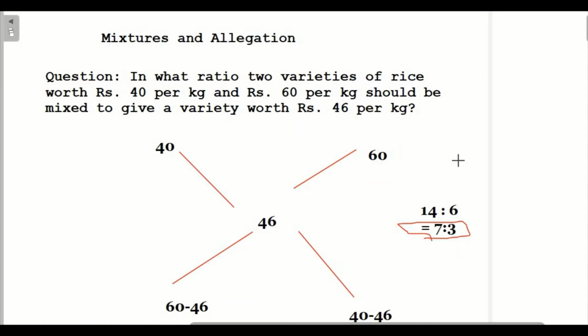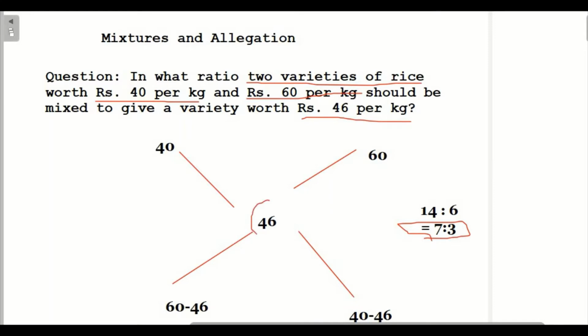So it's a very easy sum. Mixture and allocation is a very easy sum. So here we have two varieties of rices. The first one is 40 rupees per kg and the second one is 60 rupees per kg. So we have to mix the varieties and make it 46 rupees per kg rice.